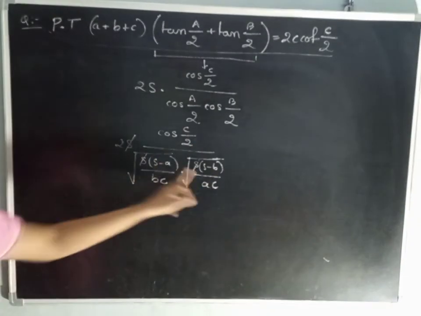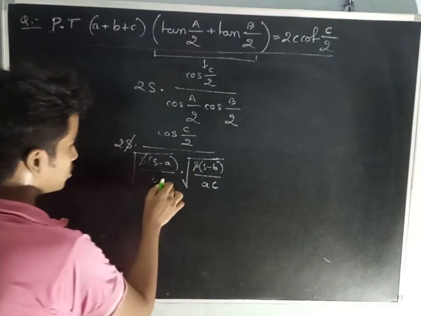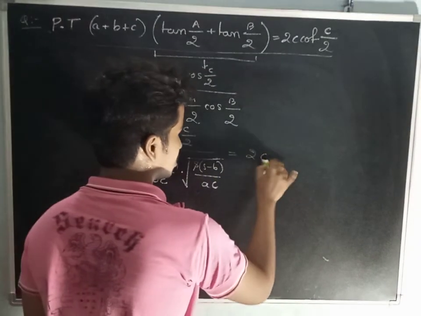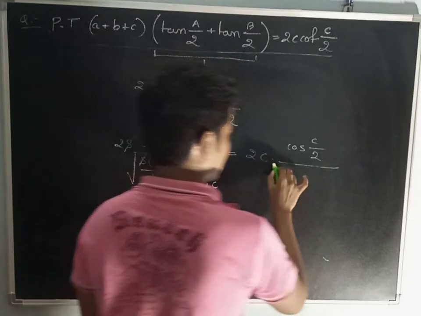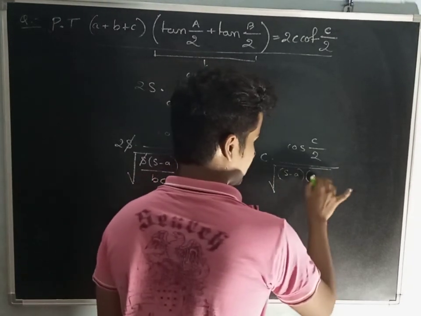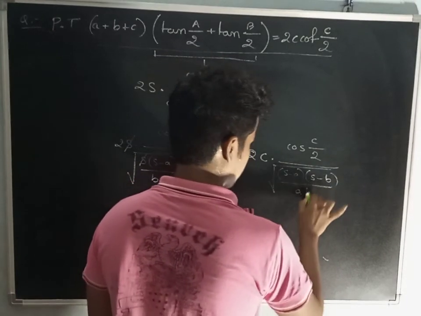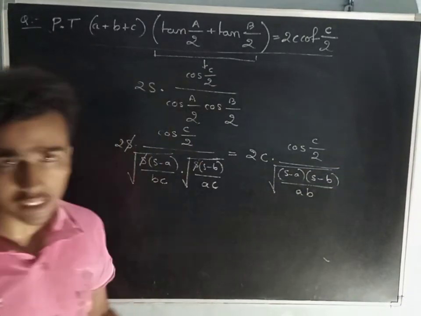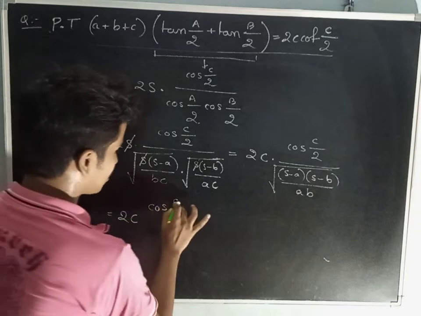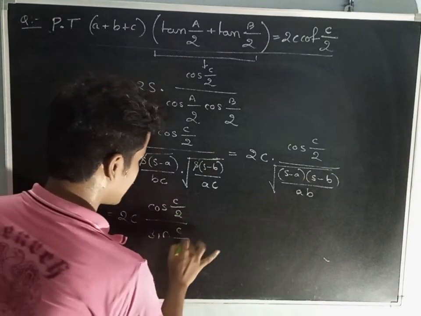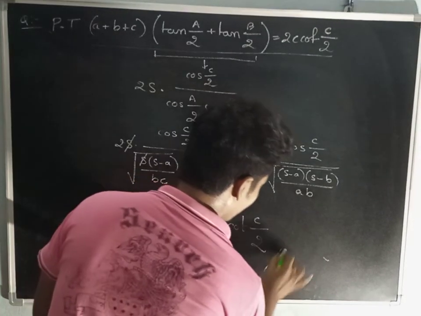S gets cancelled. Root s into root s gets cancelled. And I am going to take this c out, so that I am going to get 2c into cos C/2 by root of (s minus a)(s minus b) by ab. This shows us the direct relation, that's nothing but sin C/2. So 2c cos C/2 by sin C/2.